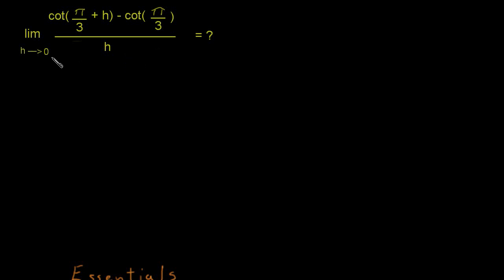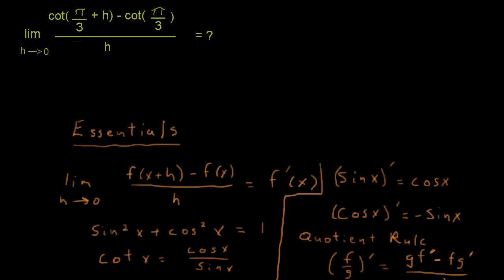And this next one looks a little daunting. It says the limit as h approaches 0 of the cotangent of pi over 3 plus h minus cotangent of pi over 3, all over h, equals what? If you saw this problem on the AP exam, you might be tempted to just move on to the next problem, skip this one, and not make an attempt to even try it. It looks like a terrible limit problem.